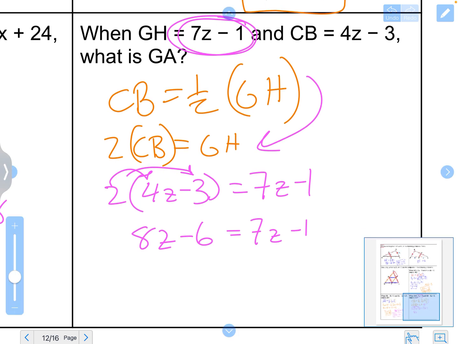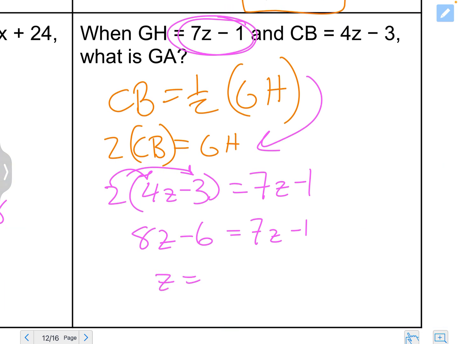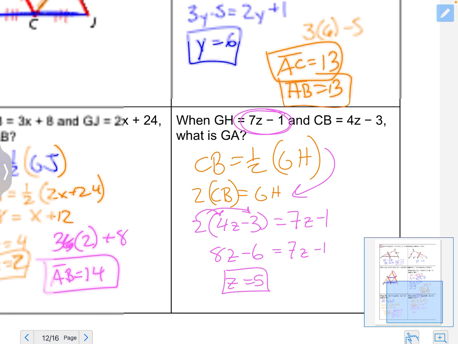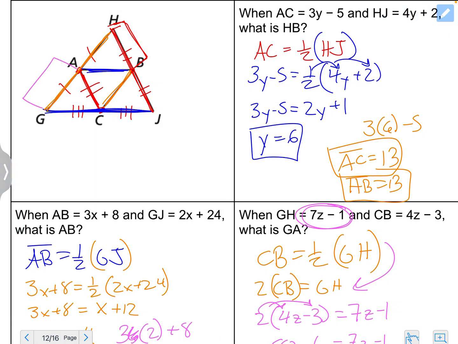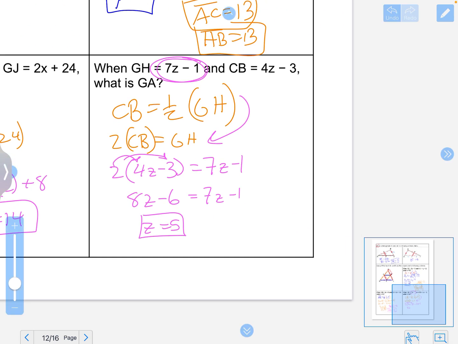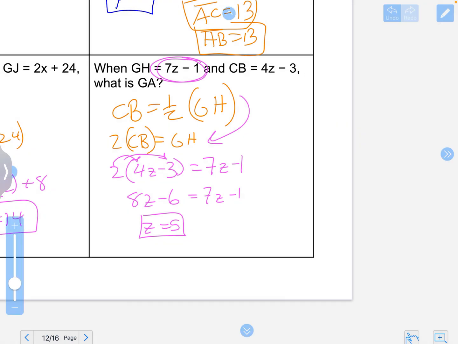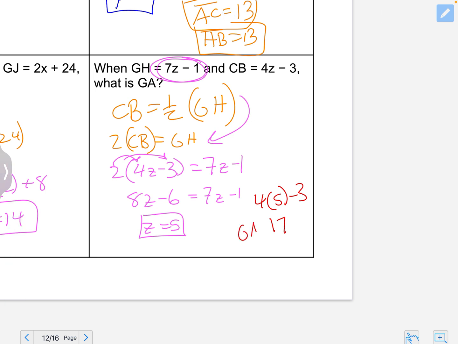So I'm going to subtract 7z, which leaves me with z. I'm going to add 6, which equals 5. The problem's asking for GA. GA is half of GH, or it's the same thing as CB. So I'm going to plug this into CB. So 4 times 5 minus 3. So 20 minus 3 is 17. So GA equals 17, which is the same thing as CB. And that is how we use our mid-segment formula. Theorem, not formula. Mid-segment theorem.